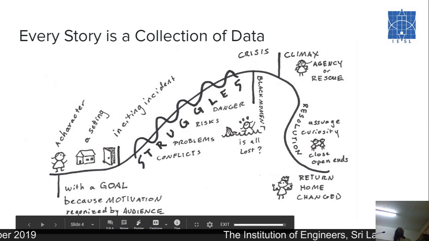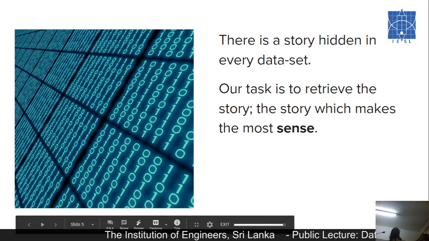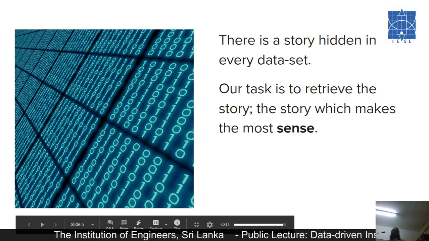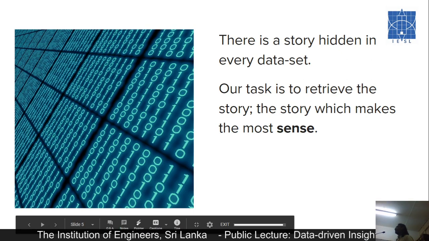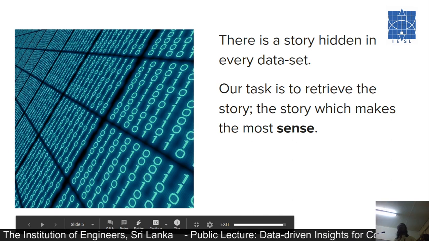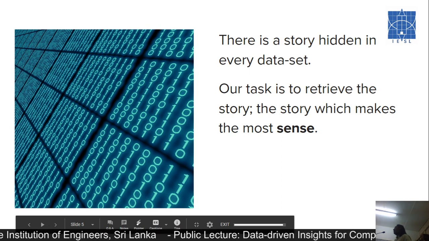So this is a plot of a story. What do you see when you get a story? A story is all about little details, so basically, I would call them facts. A story is a collection of facts or a collection of data, and each part of the story has some data to go with it. Likewise, if we look at a data set, it might not be apparent at first, but there is a story hidden in that data set. Our task as a data scientist or a computer engineer is to retrieve that story, the story which makes the most sense. That's the story we have to retrieve out of the data.